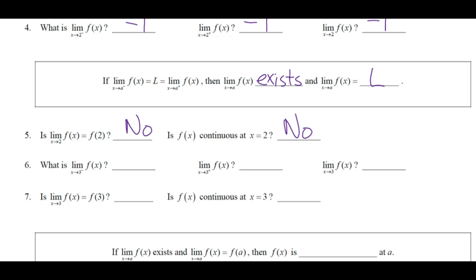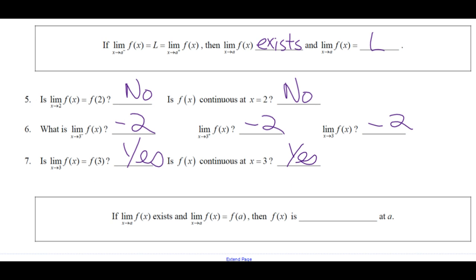What is the limit as x approaches 3 from below? You can look at your graph. So what is it? Negative 2. What is the limit as x approaches 3 from above? Negative 2. So what is the limit as x approaches 3? Negative 2. Is the limit as x approaches 3 of f of x equal to f of 3? Yes, right? Because f of 3 is negative 2. So is it continuous? Yes.